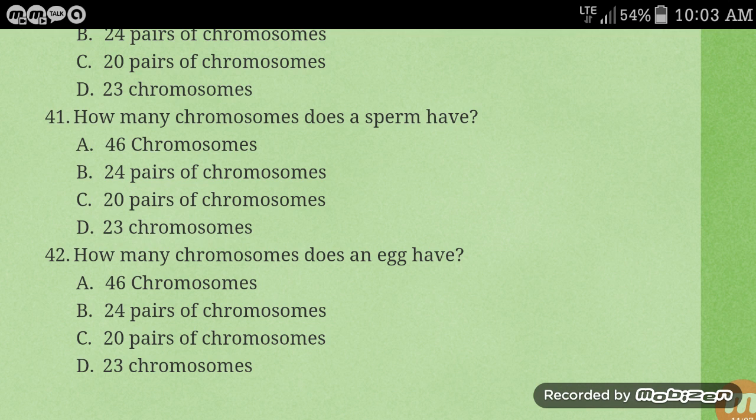Next one, last number. How many chromosomes does an egg have? Of course, also 23 chromosomes. Okay, both of them, the sperm and the egg, must be haploid, having 23 chromosomes, because when the sperm fertilizes the egg and forms a zygote, this zygote will have 46 chromosomes.